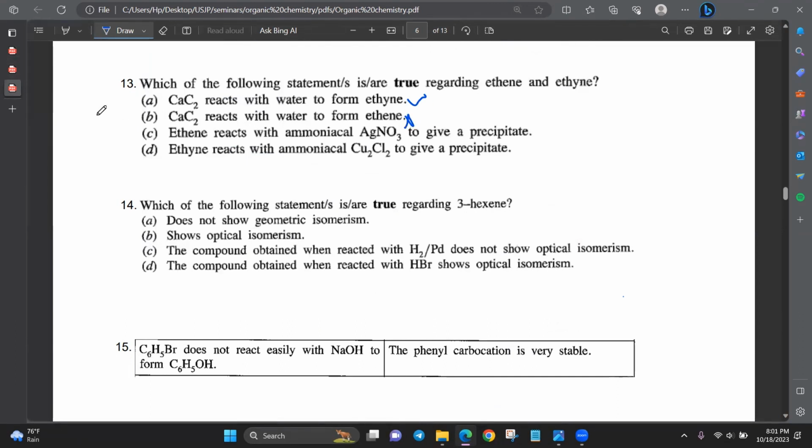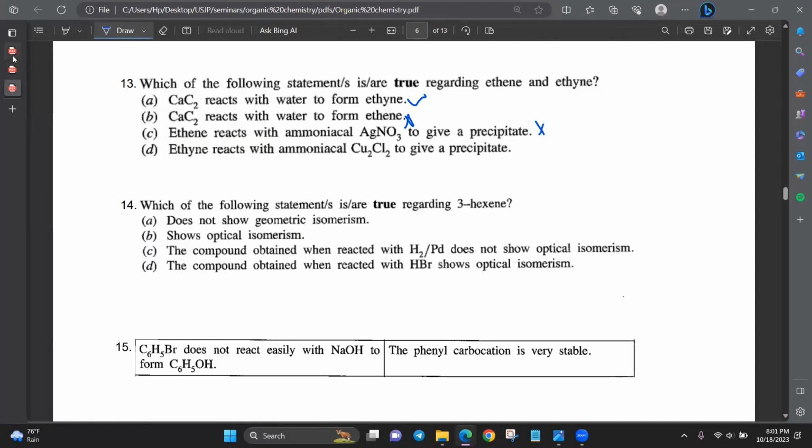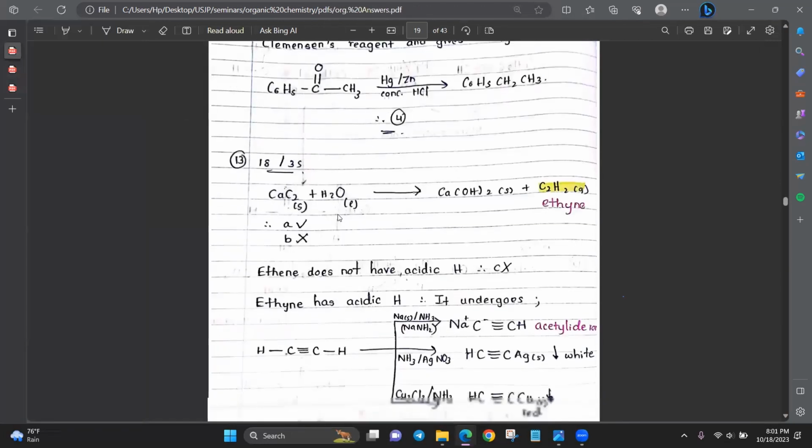Ethene reacts with ammoniacal silver nitrate to give a precipitate, this is wrong. No, ethene means the double bonded one. Double bonded ones do not have that acidic hydrogen. So they cannot react with ammoniacal silver nitrate, right? So C is wrong.